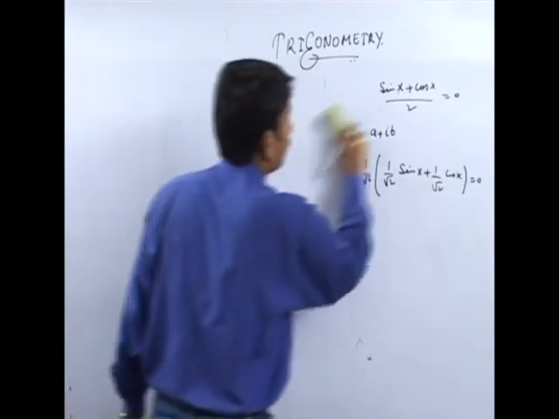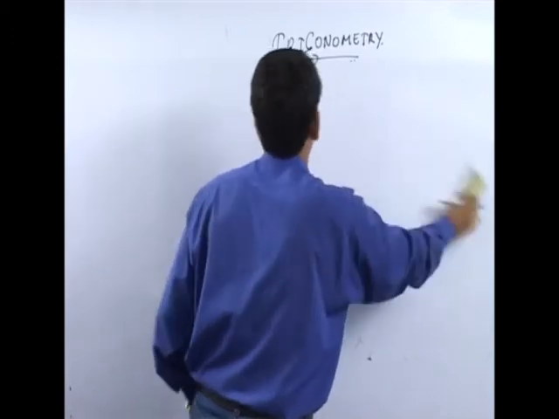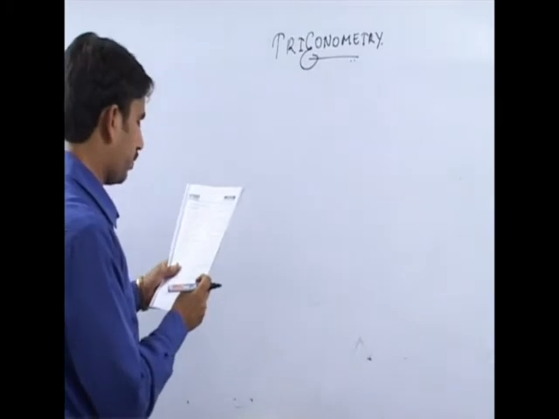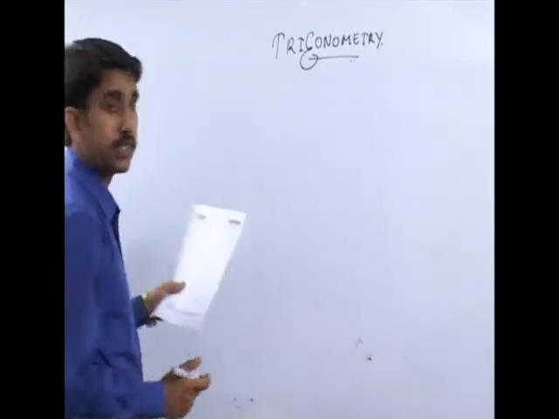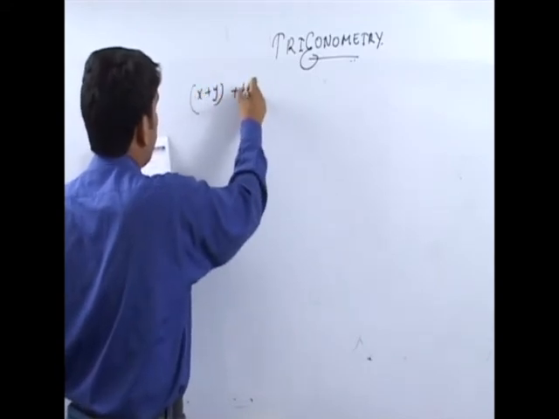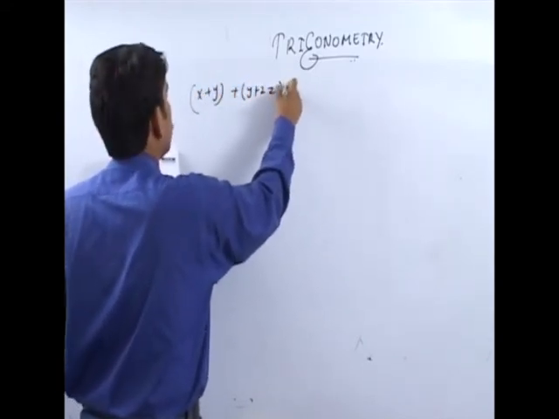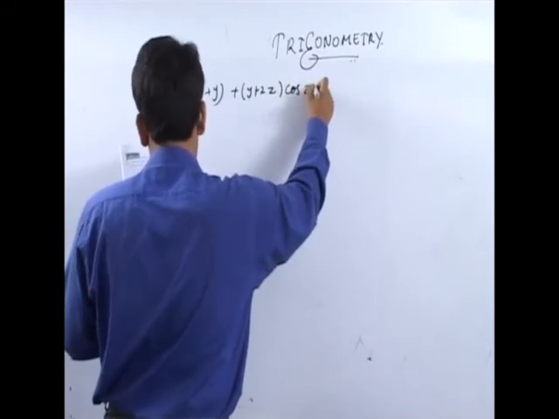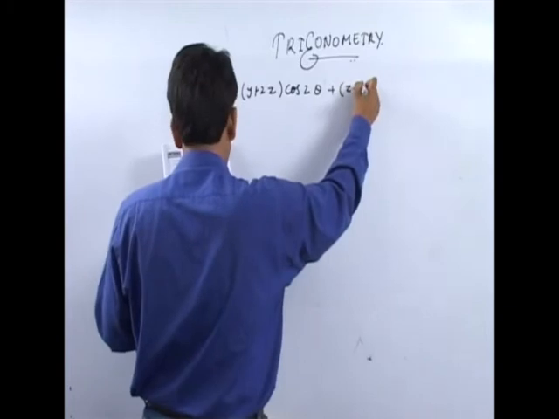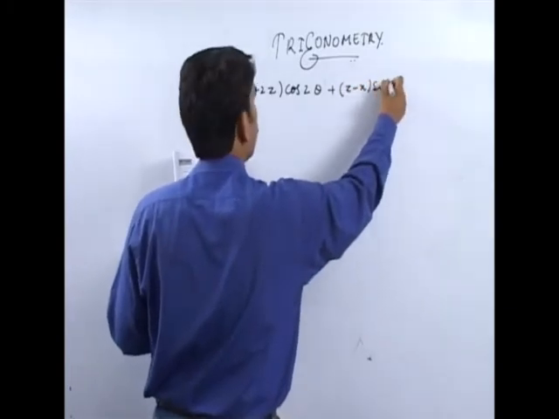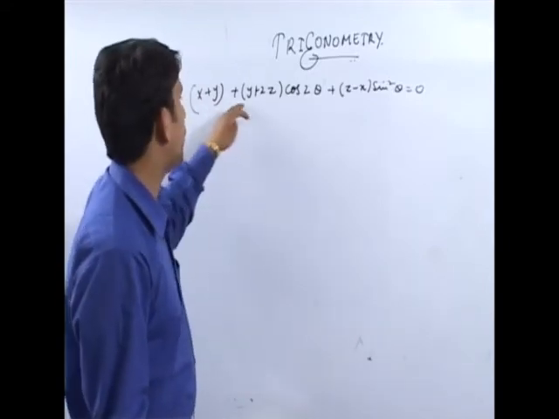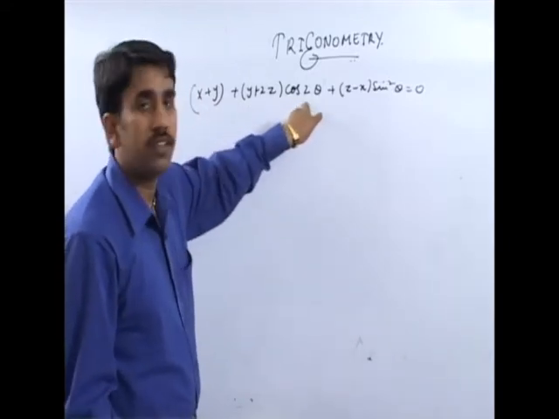Now next is the number of all possible triplets x, y, z such that x plus y plus 2z into cos 2z cos 2 theta plus z minus x into sin squared theta is equal to 0. You have to find out all the triplets x, y, z such that they will satisfy this equation.